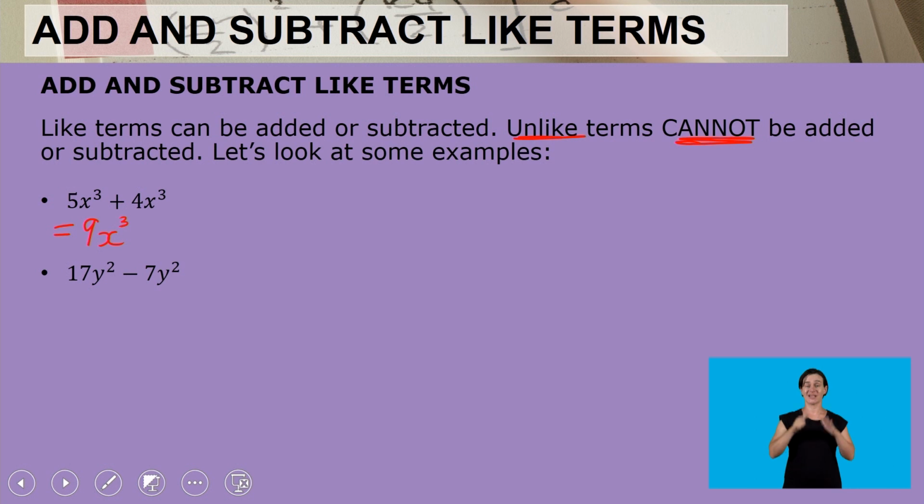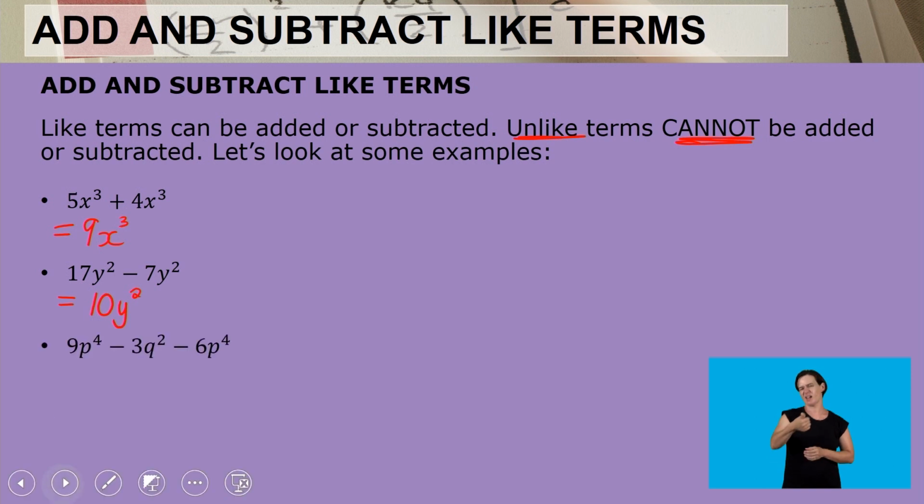We have 17y squared minus 7y squared. Now, are they like terms? Yes, they are like terms because they have the same variable and the same exponent on that variable. So 17y squared minus 7y squared is going to give us 10y squared. That is absolutely correct if you also got a 10.